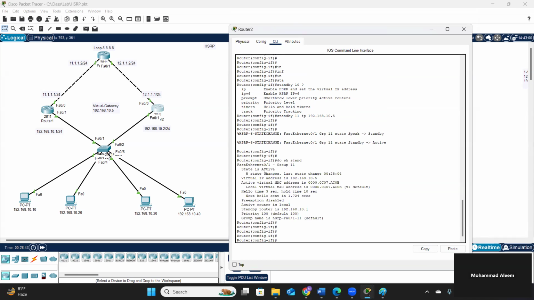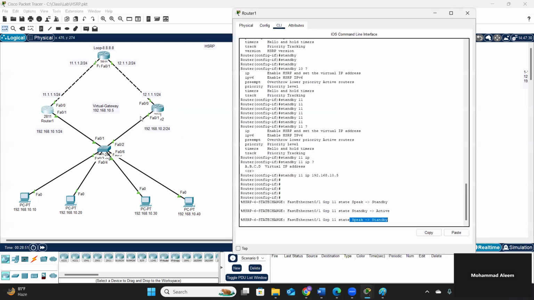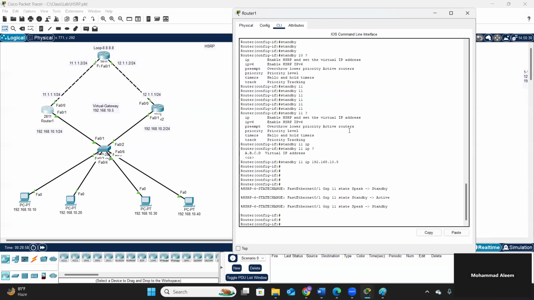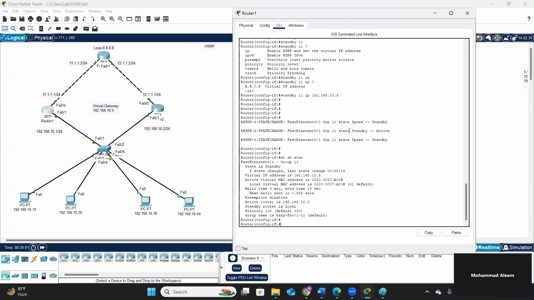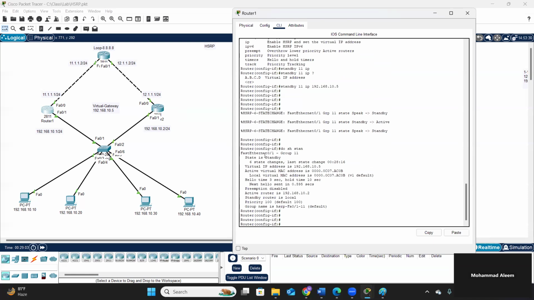Here you can verify. Yesterday's lab is different. Within 10 seconds, if you are configuring successfully, then you can achieve whichever you are planning to do. So based on the IP address, this router has been elected as the active router, and this router as the standby. Do show standby. This is the standby router. We'll discuss states, just give me your patience. We'll discuss the states also.